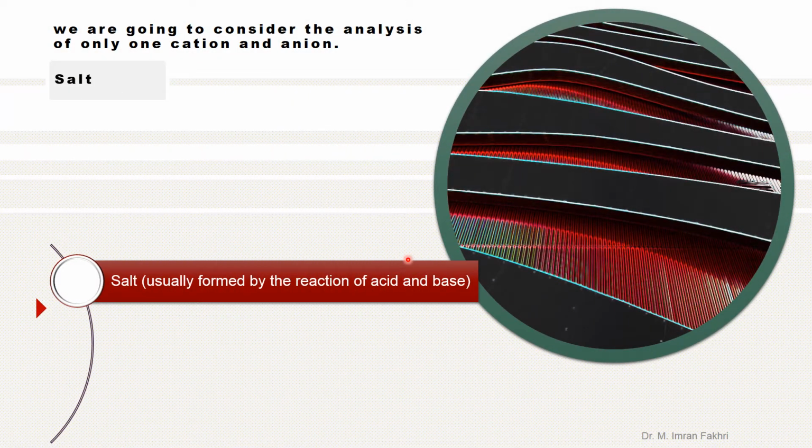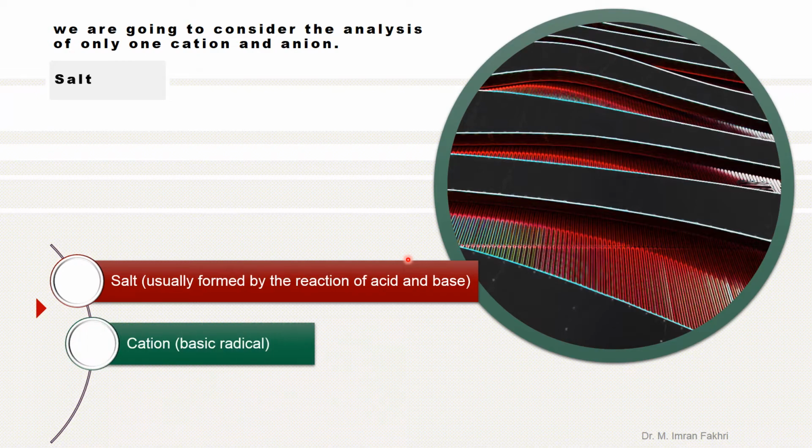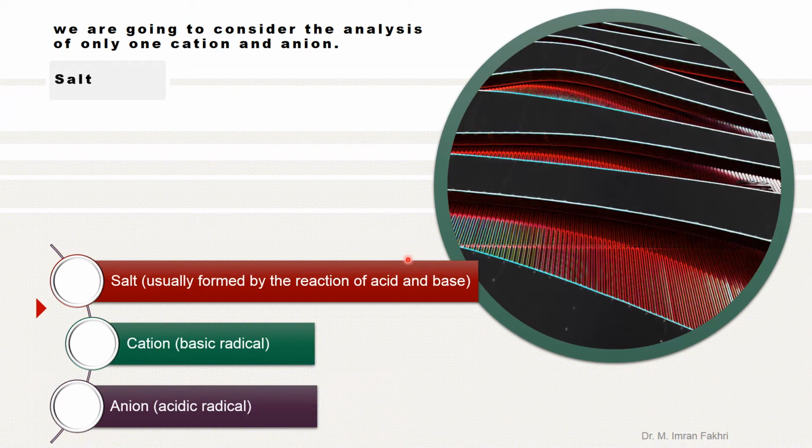Salt is usually formed by the reaction of acid and base. Cation comes from the base, that's why it is called basic radical. Anion comes from the acid, that's why it is called the acid radical.